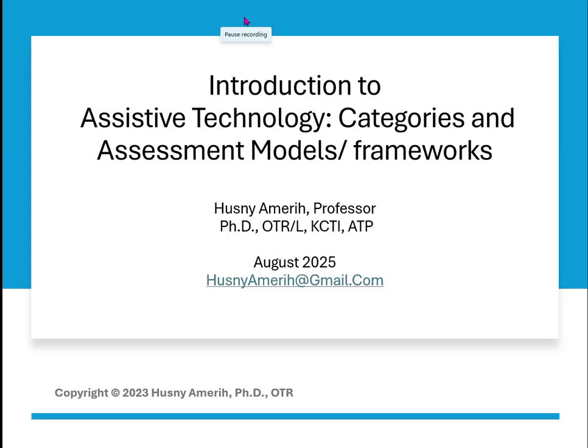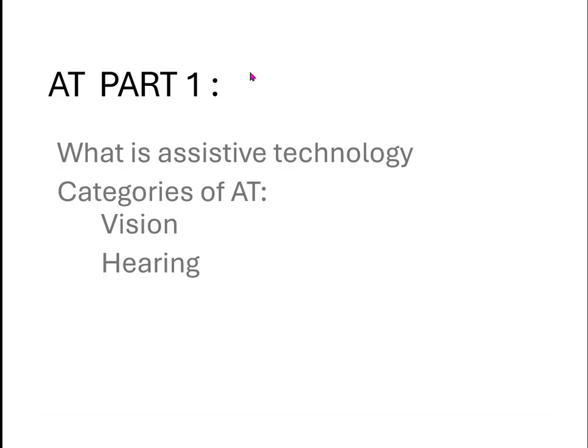This is part 2 of Introduction to Assistive Technology. In part 1, we talked about what is assistive technology, and we talked about categories of assistive technology. We talked about vision and hearing, and we were cut off where we were talking about hearing and relay services. So I encourage you to review those in part 1.